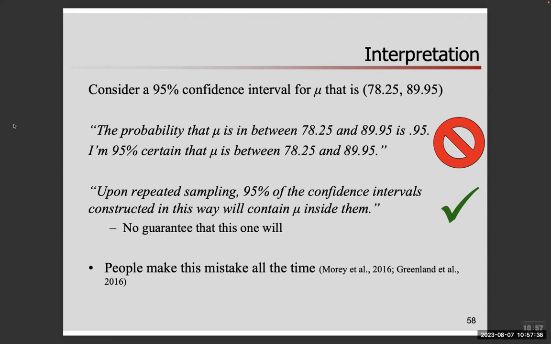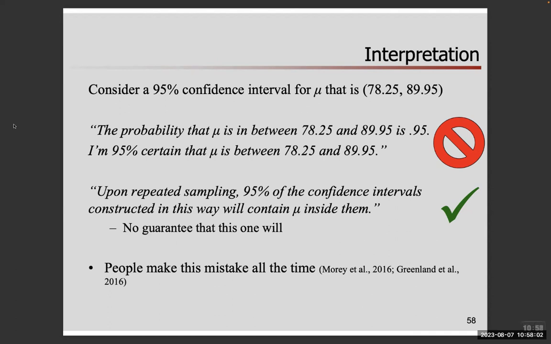No, it's not where the parameter is likely to be. What's the interpretation of a confidence interval then? Upon repeated sampling, 95% of the confidence intervals constructed in this way will contain the parameter inside them. There's no guarantee that this one will, and we can't even speak probabilistically about this confidence interval. People make this mistake all the time.